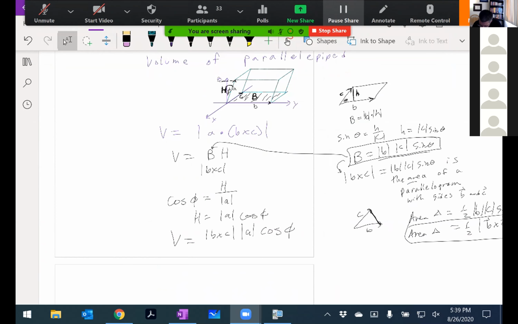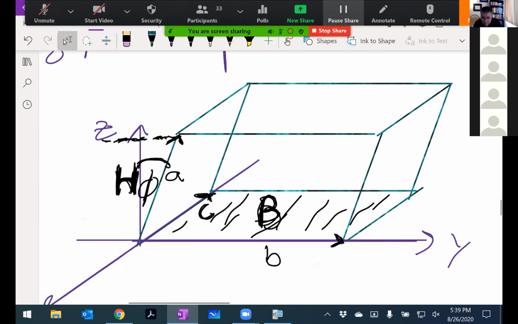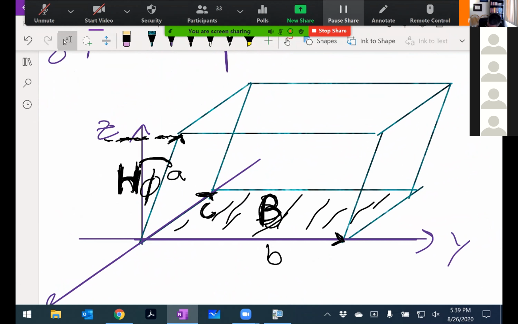Let me zoom in here. Okay, let me zoom in on my image. Does it make sense that when I do B cross C, this thing is going to be orthogonal to this plane, to this XY plane? Does that make sense? Again, right-hand rule, B cross C is going to go perpendicular, and so isn't that going to be in the same direction as H? Does that make sense? So B cross C is in the same direction as H.